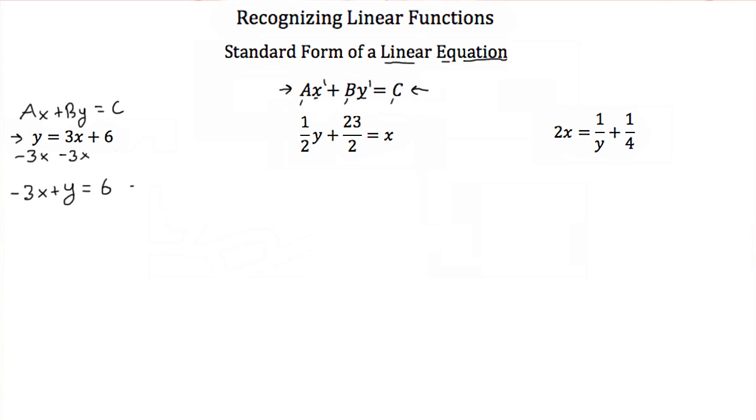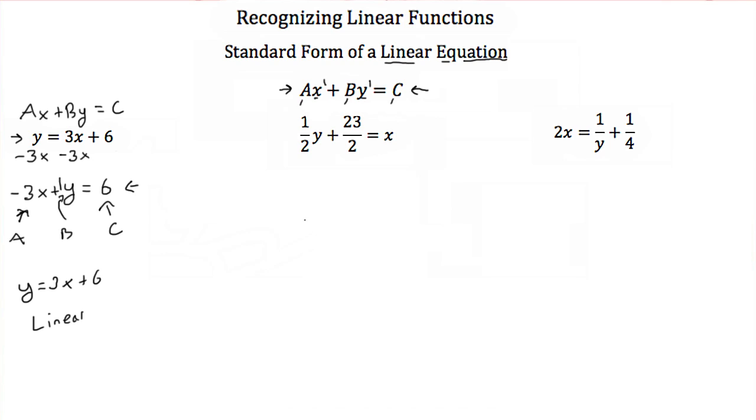Now this is in the standard form. Our a is negative 3, our b is 1, and our c is 6. So y is equal to 3x plus 6 is a linear equation because we were able to move it around and make it fit the standard form.